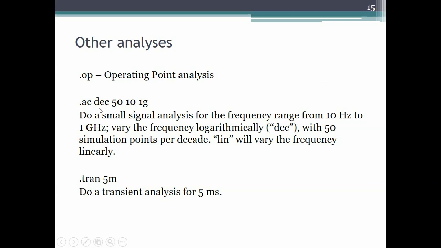We are telling SPICE to vary the frequency from 10 Hertz to 1 gigahertz. These are the two numbers, and we are asking SPICE to vary the frequency logarithmically, which is DEC, which is decade, and we are telling SPICE to simulate it for 50 points per decade. So in the decade from 10 Hertz to 100 Hertz, SPICE will simulate the circuit 50 times, then 100 to 1000 50 times, 1000 to 10,000, up to 1 giga.